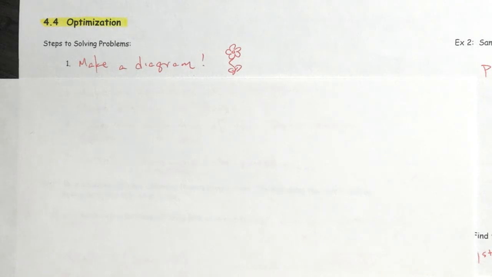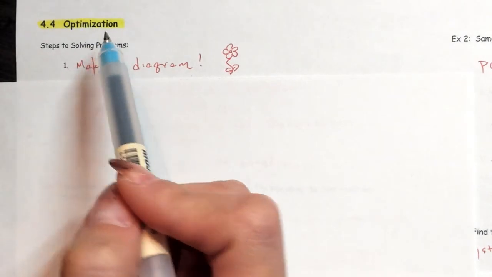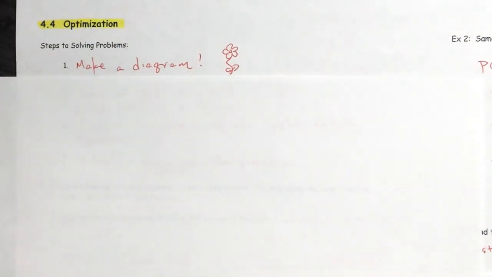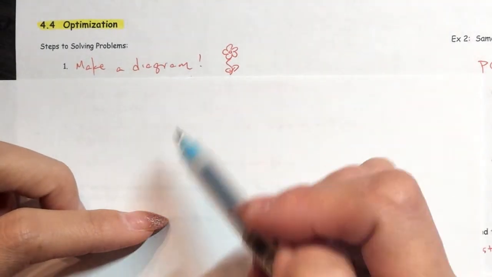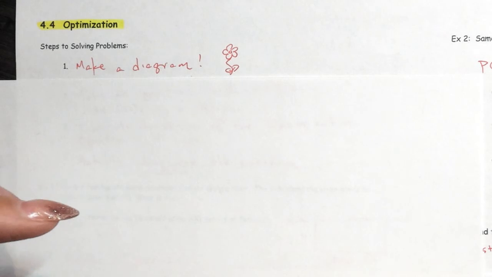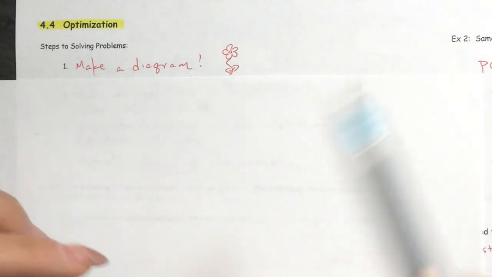Okay, so 4.4, optimization. Optimization is when you're going to be asked to find the most of something or the least of something. So in calculus, what does that sound like? It's basically a max or a min. How do you find a max or a min? You find the derivative, you set it equal to 0. So it's stuff that we do already know, okay?